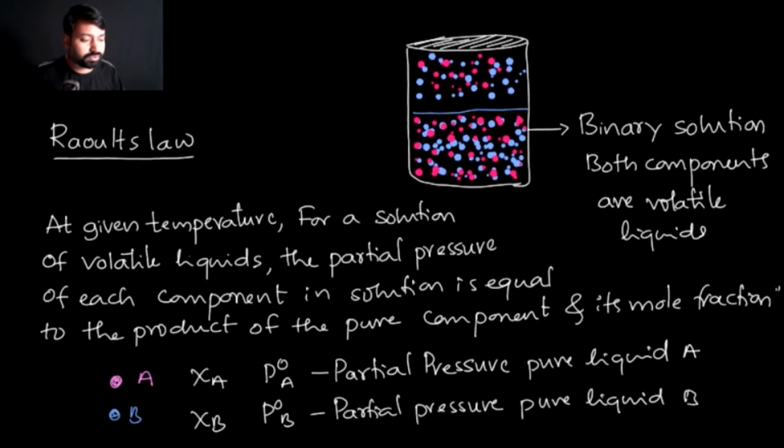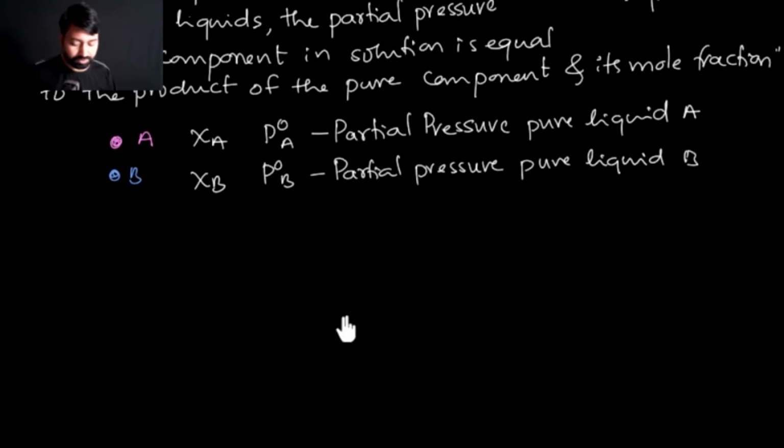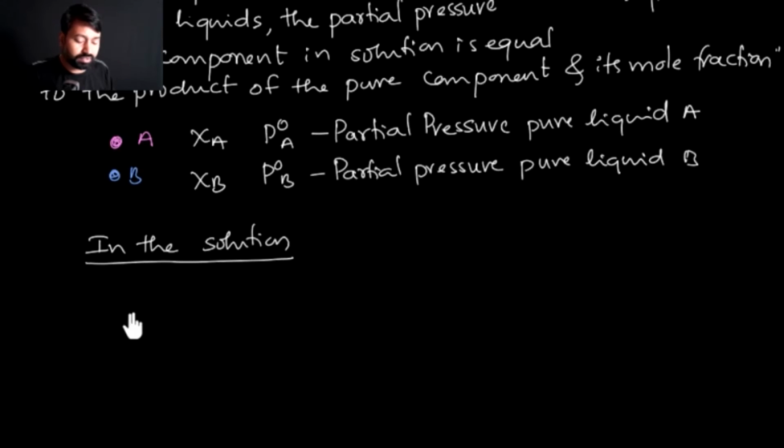So when you are mixing these two liquids and forming a solution, at that moment what happens? We are talking about the solution: the vapor pressure of A, or partial pressure of A in the solution, is given by P naught A into the mole fraction of A.